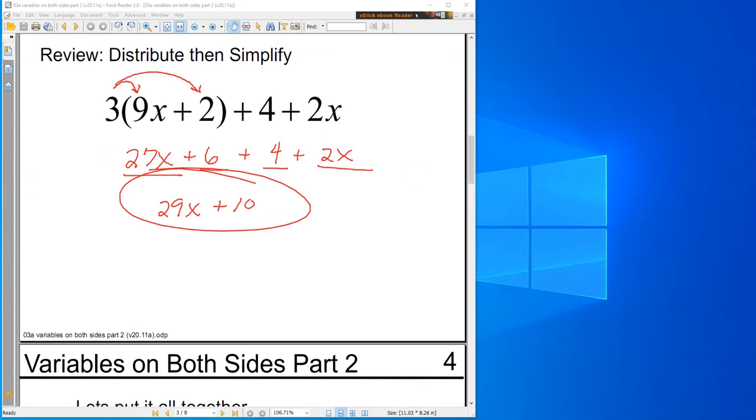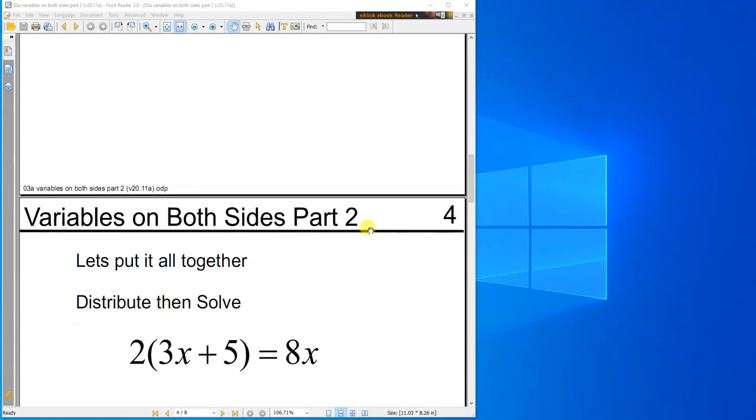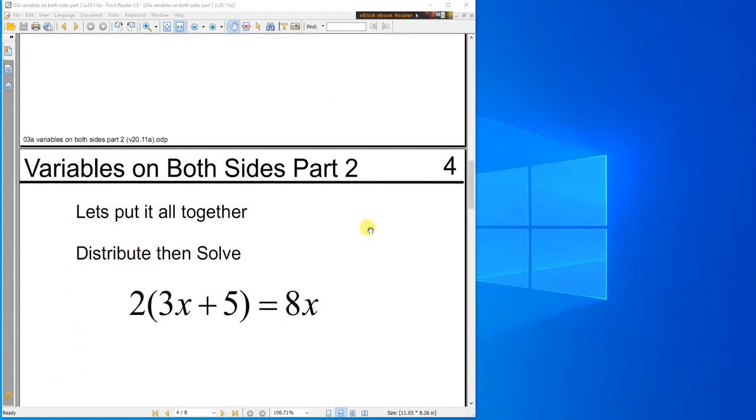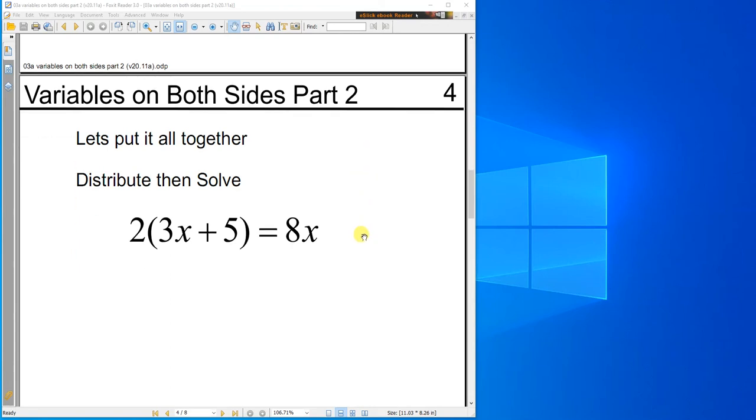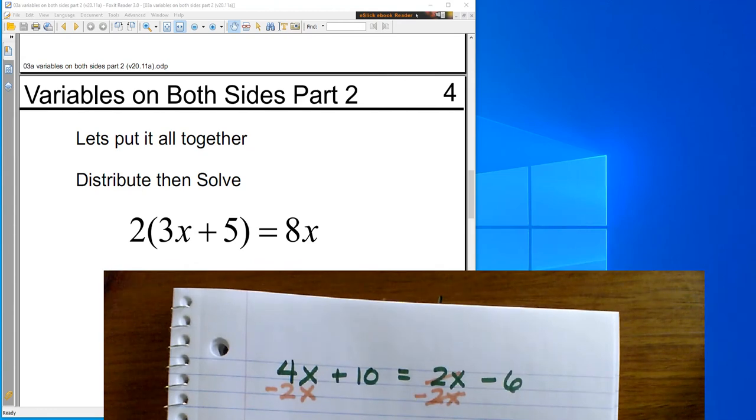Now we're going to put it all together into an equation. We're going to distribute, and then we're going to solve it. Let's get our notes ready to go. Actually, I'm going to get my lights to turn back on first, so I can see what I'm doing here. Lights.